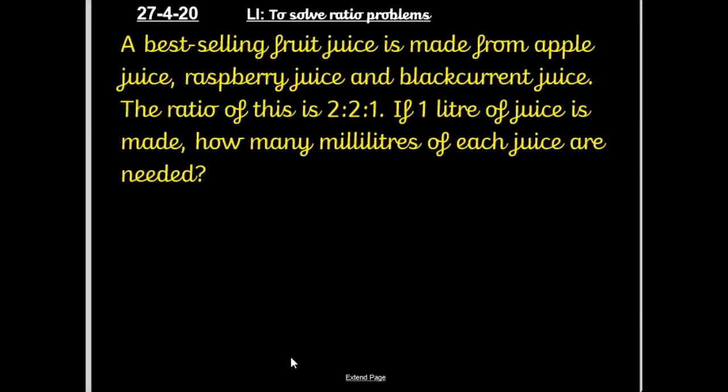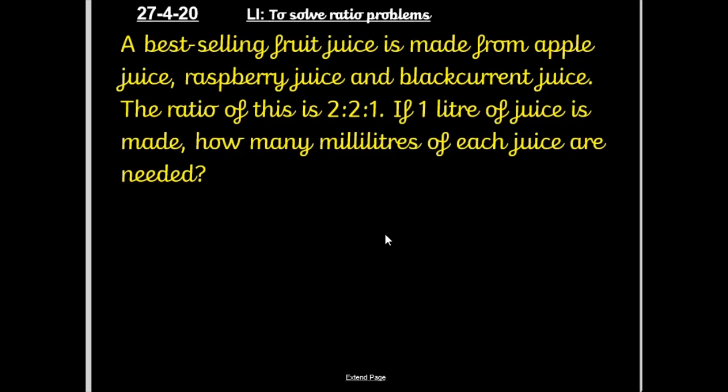So let's have a little look here. Let's do the same sort of thing. A best-selling fruit juice is made from apple juice, raspberry juice, and blackcurrant juice. The ratio of this is 2 to 2 to 1. So there's 2 parts apple juice, 2 parts raspberry juice, and 1 part blackcurrant juice. If 1 litre of juice is made, how many millilitres of each juice are needed?